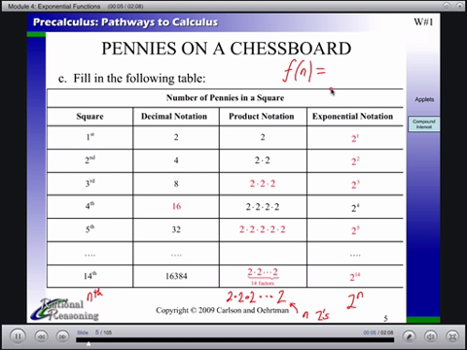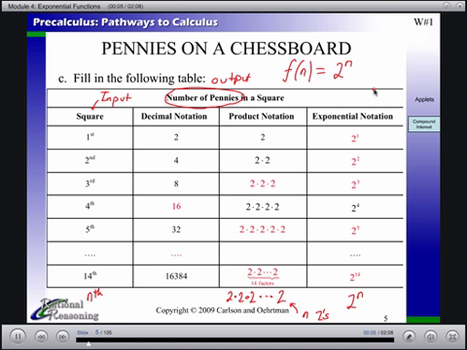And what's the output of the function? Number of pennies. So our input is the square number, which we represent by n, and the output is the number of pennies. And so what's the rule on n that gives us the number of pennies? 2 to the n, right? Most of us nailed that.